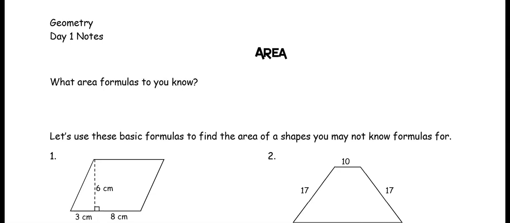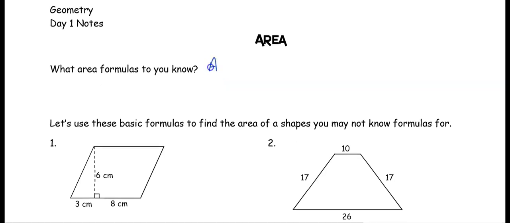I'm guessing some things that you probably already know, things that you remember, are the area formula of a triangle, which is 1/2 base times height, or you may have been taught base times height divided by 2. Those are the same things. Divided by 2 is the same as multiplying by 1/2.